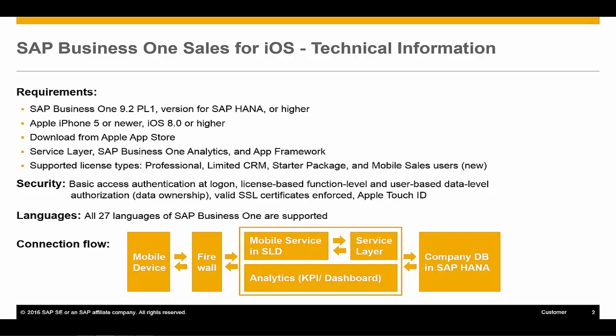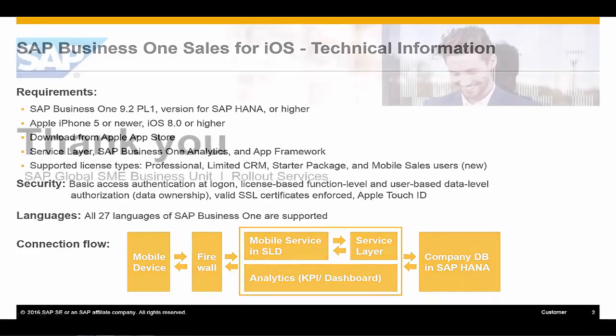It supports the following license types, which include Professional, Limited CRM, Starter Package, and a new mobile user specifically tailored for this app only. From a security perspective, it uses basic access authentication at login, license-based functional level and user-based data level authorization, known as data ownership. Valid SSL certificates are enforced, and it also supports the Apple Touch ID. It also supports all 27 languages of SAP Business One.